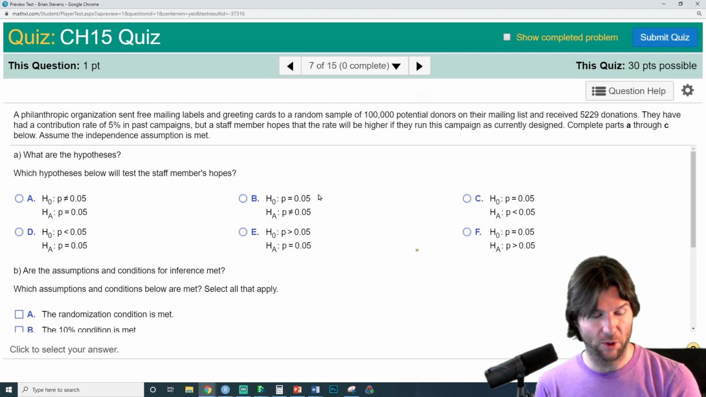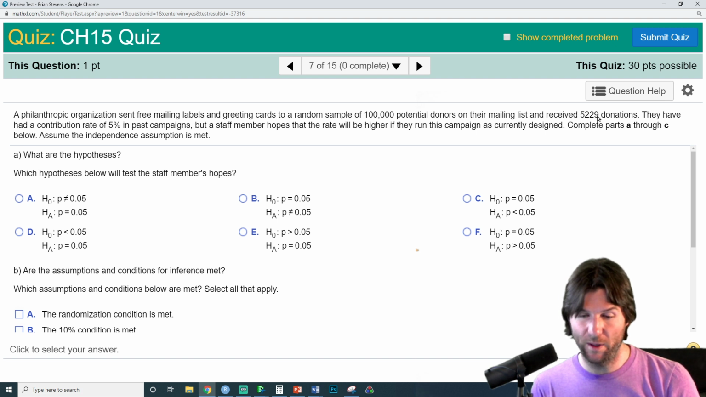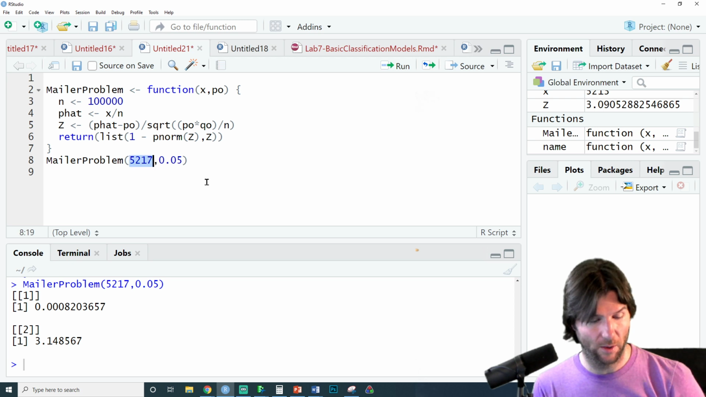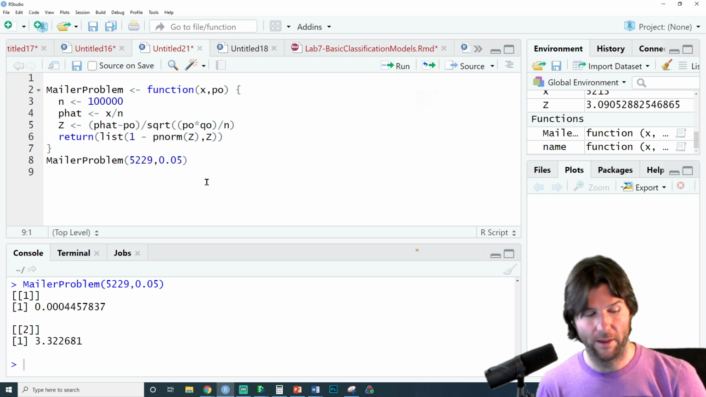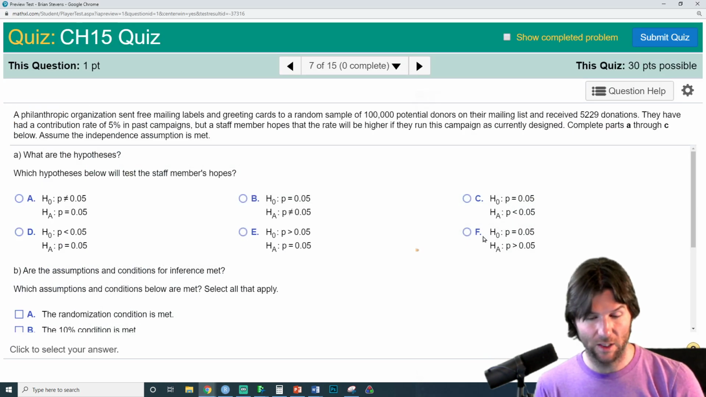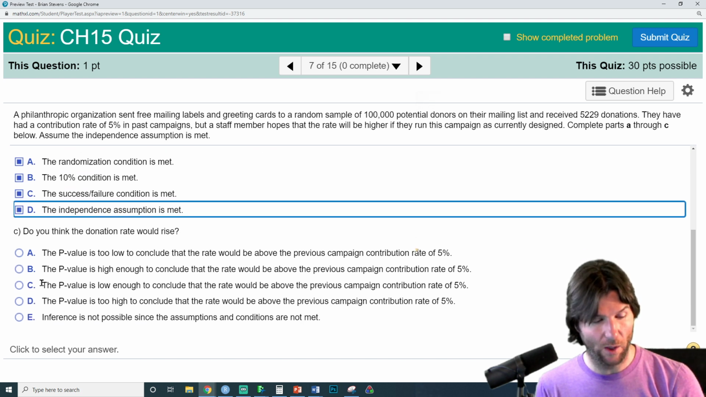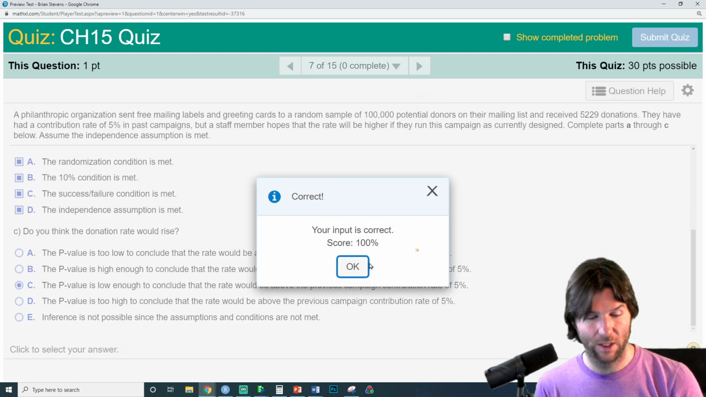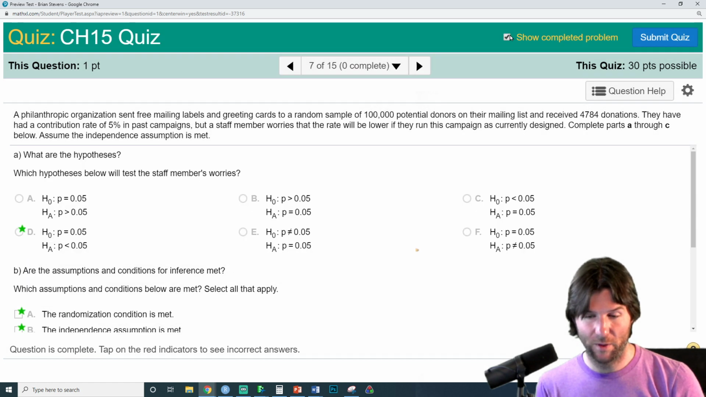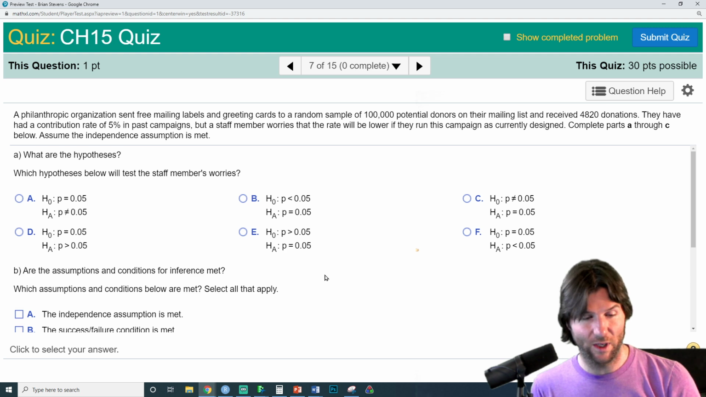But if we look at another version of this question right here, we've got 5229, and also 5%. But with this code right here, I can literally go and type 5229, and then there's the p-value and everything. So now I know that this one, they're trying to see if it's greater than, we meet all the conditions, and the p-value is low enough that we can say that we have it. So we can do another one. Are they trying to see if it's lower? Oh, I'd have to change the way my code works.